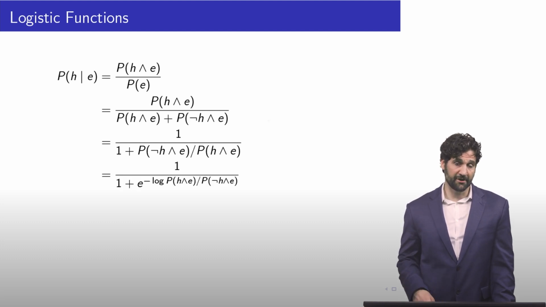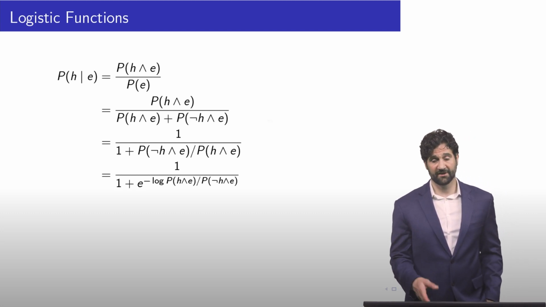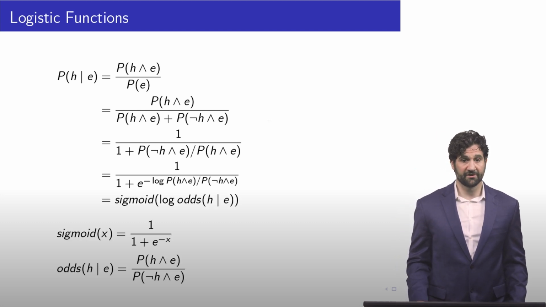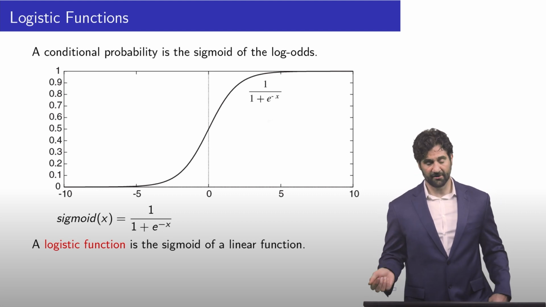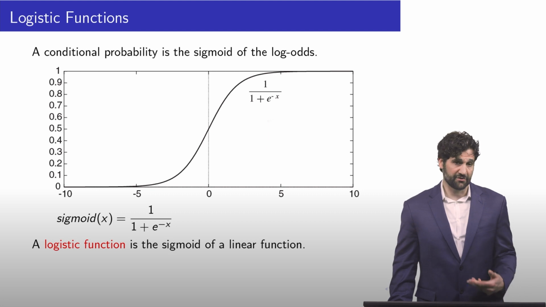And we can manipulate that further algebraically to get this expression, which is known as the logistic function, because we have the sigmoid of the log of the odds as a result. So we can plot this as a curve, and it gives us this nice logistic curve that is quite common.